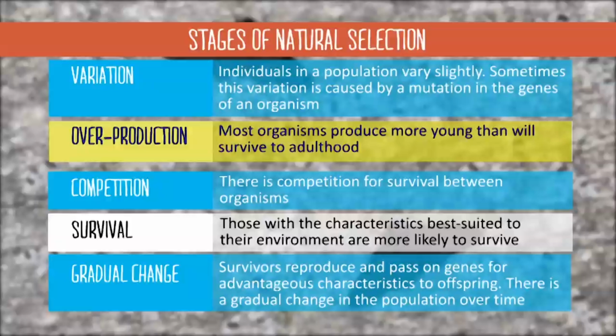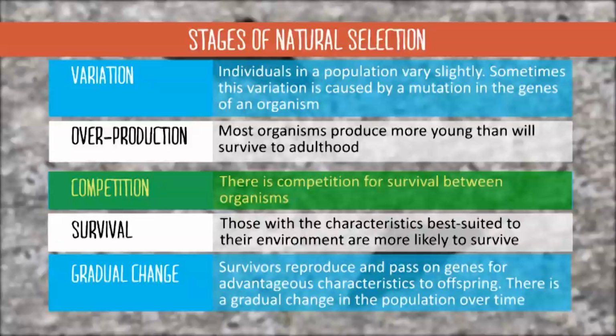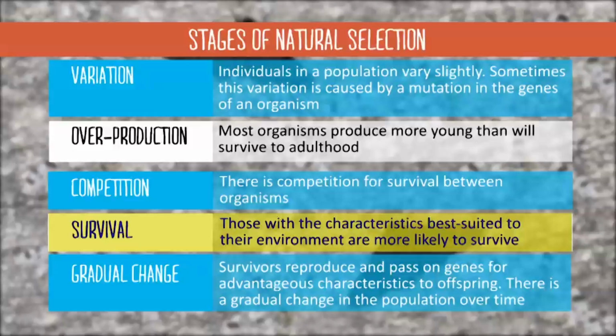Overproduction. Most organisms produce more young than will survive to adulthood. Competition. There is always competition for survival between organisms. Survival. Those with the characteristics best suited to their environment are more likely to survive. In this case, this is the lighter moths, as they are camouflaged so predators can't spot them and eat them. Advantageous characteristics are inherited. This means they are better adapted.